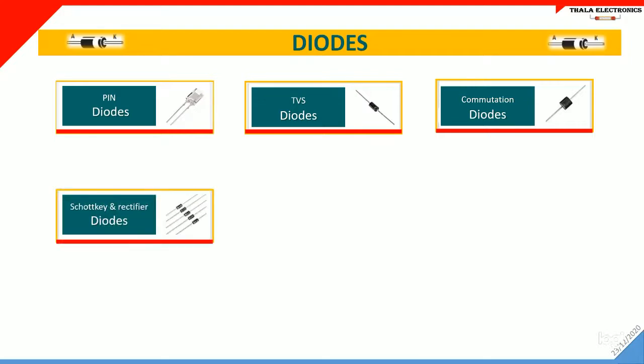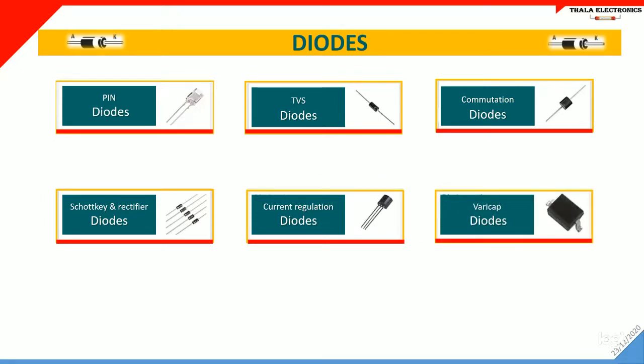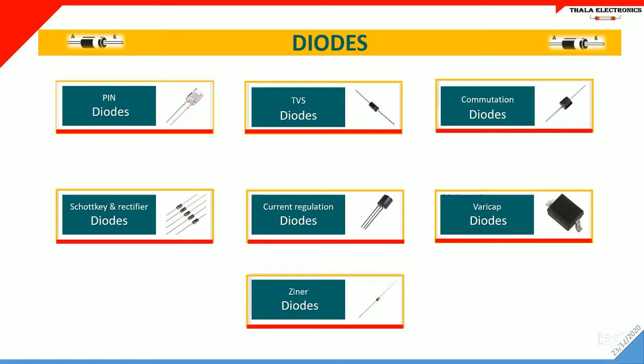Among other kinds of diodes we can find Schottky and rectifier diodes. These diodes are generally used to convert AC voltage to DC voltage. We can also find current regulation diodes, varicap diodes, and another kind of diode, the Zener diode. The Zener diode is mainly used to fix the voltage in our circuits to the desired one.